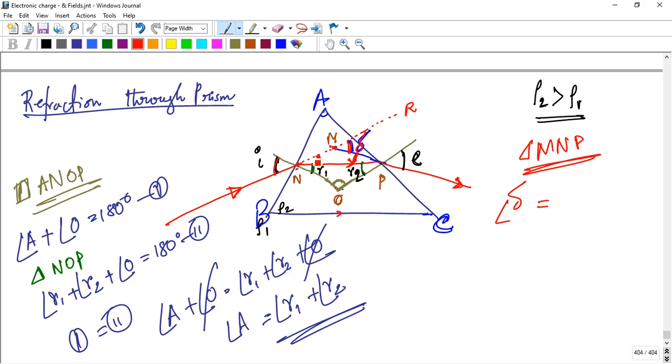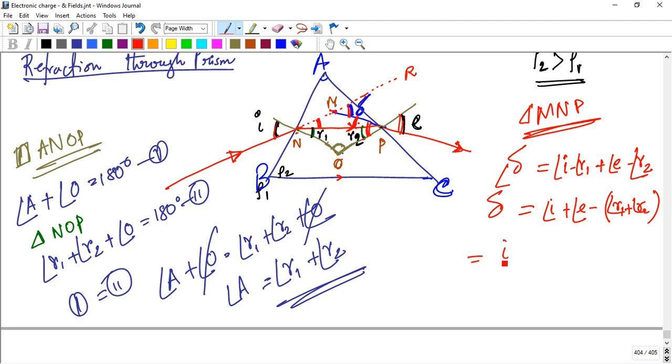So that angle, MNO, and this I, that is vertically opposite. So I minus R1. And this angle is similar, like the emergent angle E, that is vertically opposite, these two angles, so E minus R2, we get this angle. So plus E minus R2. So finally delta, we get I plus E minus the common R1 plus R2.